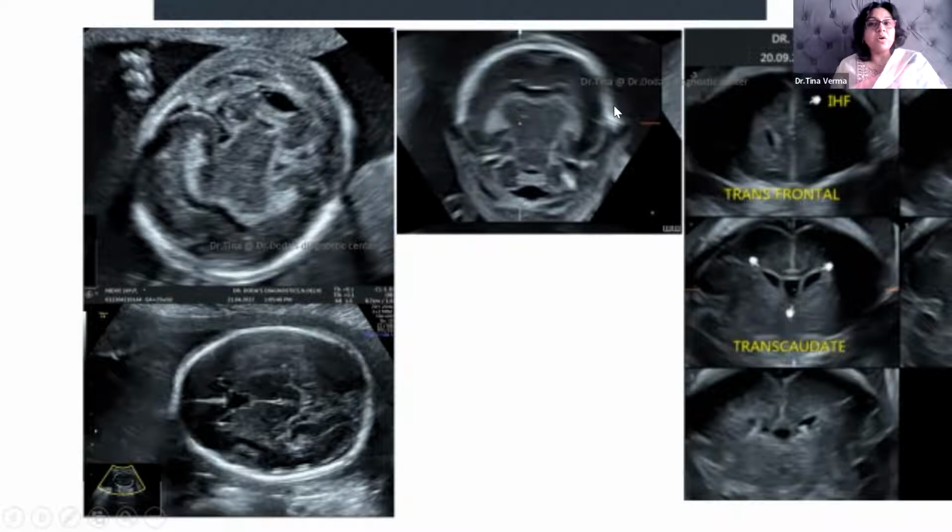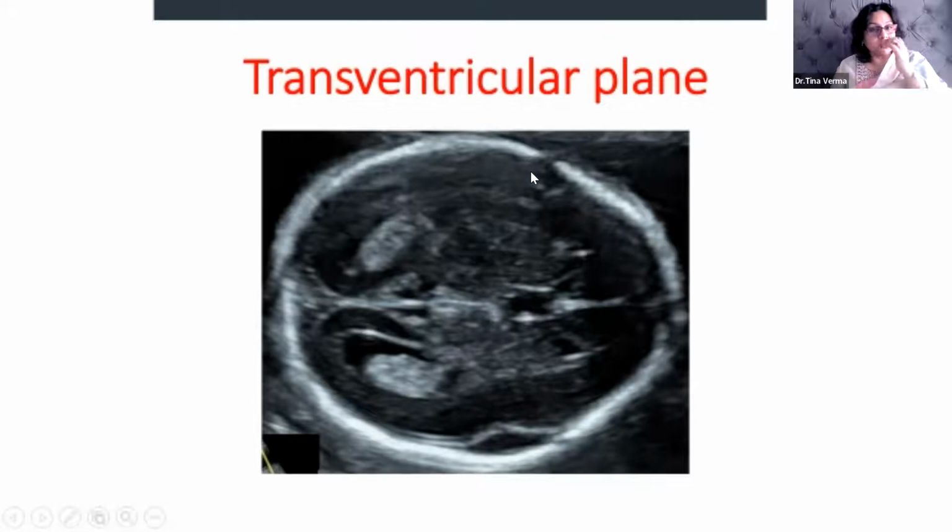I confirm it on the coronal section. See, this is the normal one. I am seeing the interhemispheric fissure here, but in this, there is an absence of interhemispheric fissure and fused thalamus. This is holoprosencephaly. Transventricular plane, 2 important things to be noted: cavum septum pellucidum and the ventricular width.